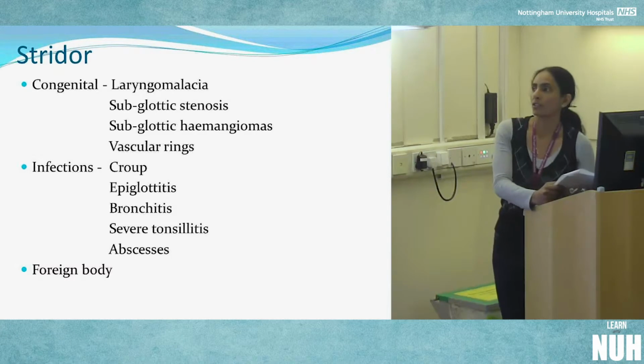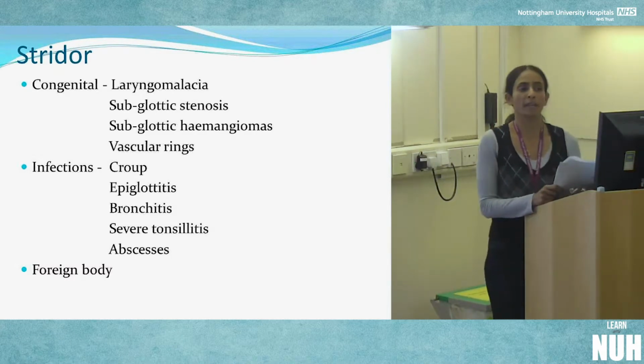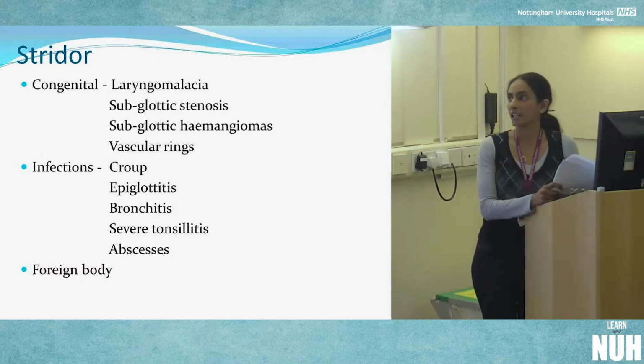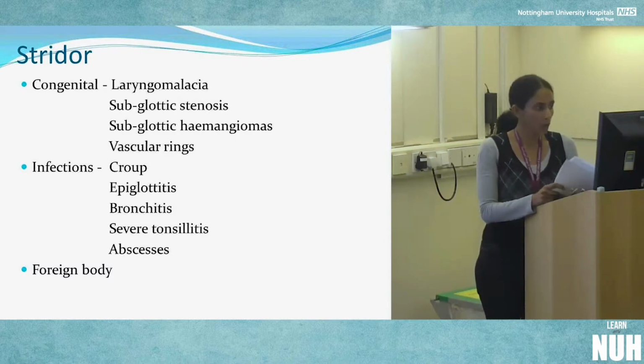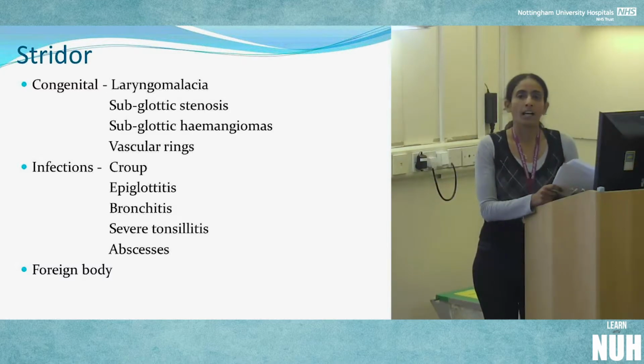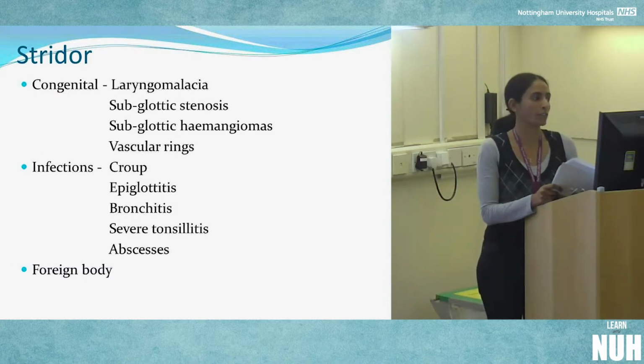So coming to stridor, if you have a little baby like a neonate coming in with stridor, the most common cause for stridor in that age group is laryngomalacia. They're usually okay, and they usually grow out of it by 18 to 24 months, but some of them can be more severe, obviously, and lead to feeding problems and failure to thrive.